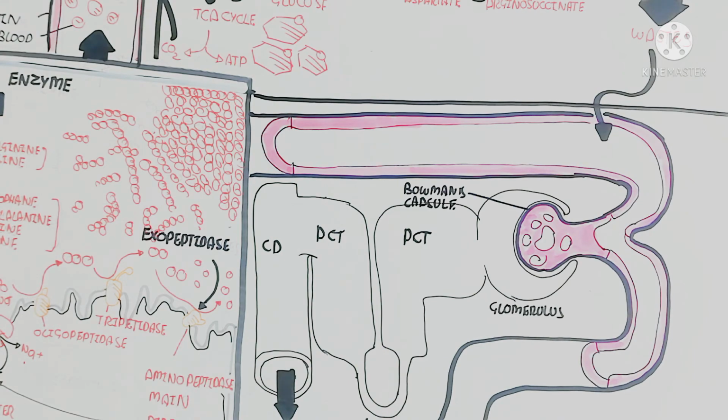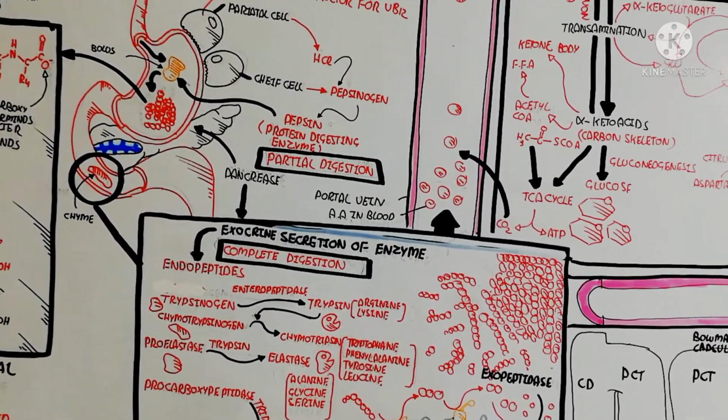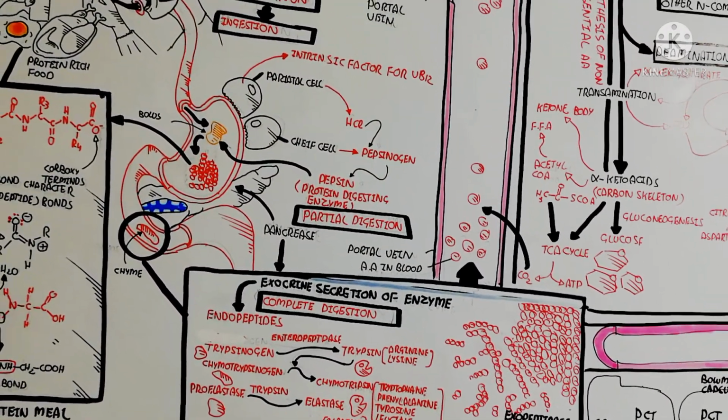This is the Bowman capsule and glomerulus. I hope you make sense of these things, that is the protein absorption and metabolism. That was the overview.